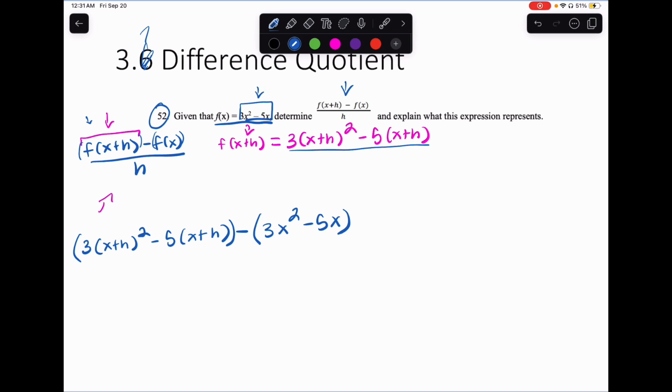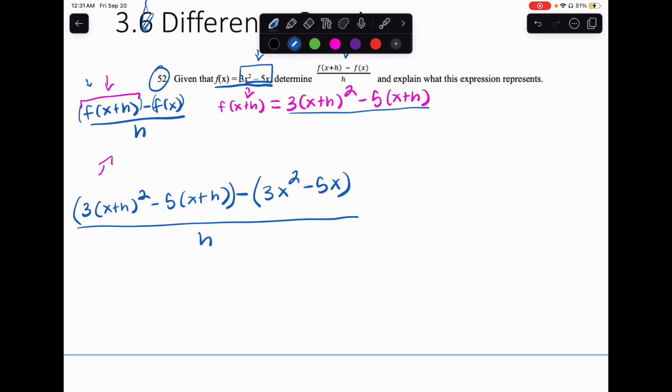And then all of this is over h. And now our goal is just to simplify. Simplify as much as we can. So to start out, we're going to start looking at the left side of the numerator. So we have 3 times (x plus h) squared.